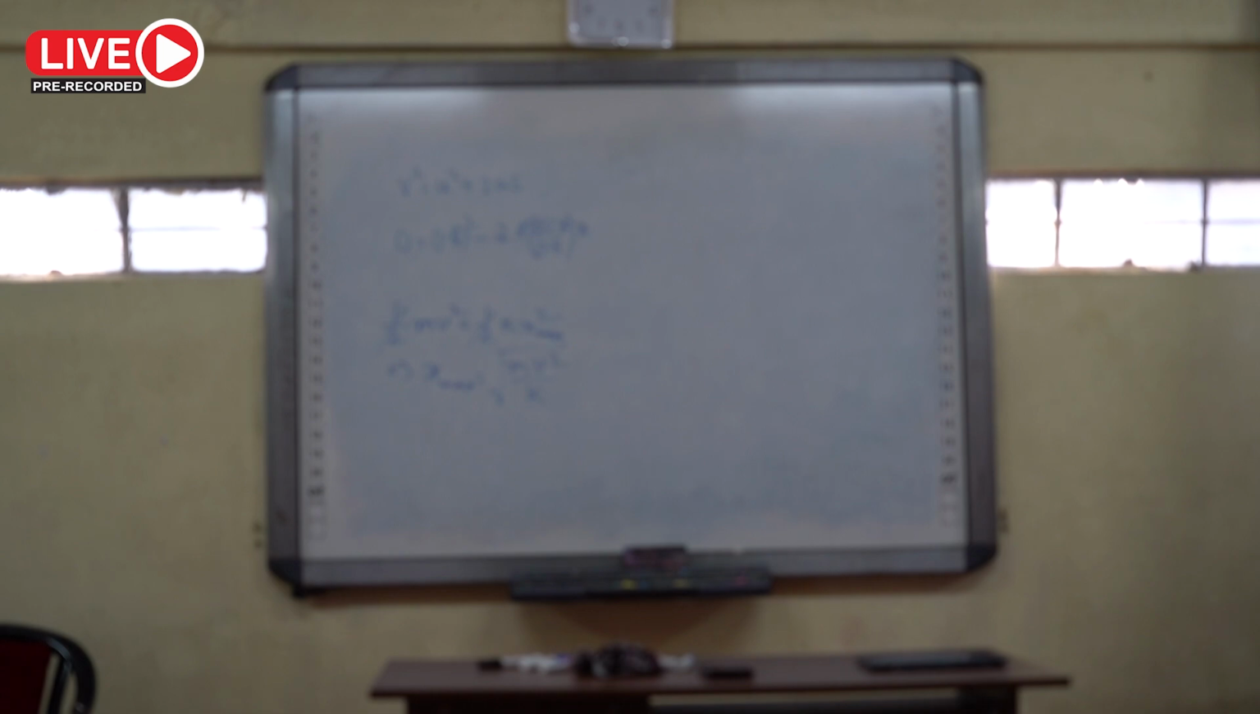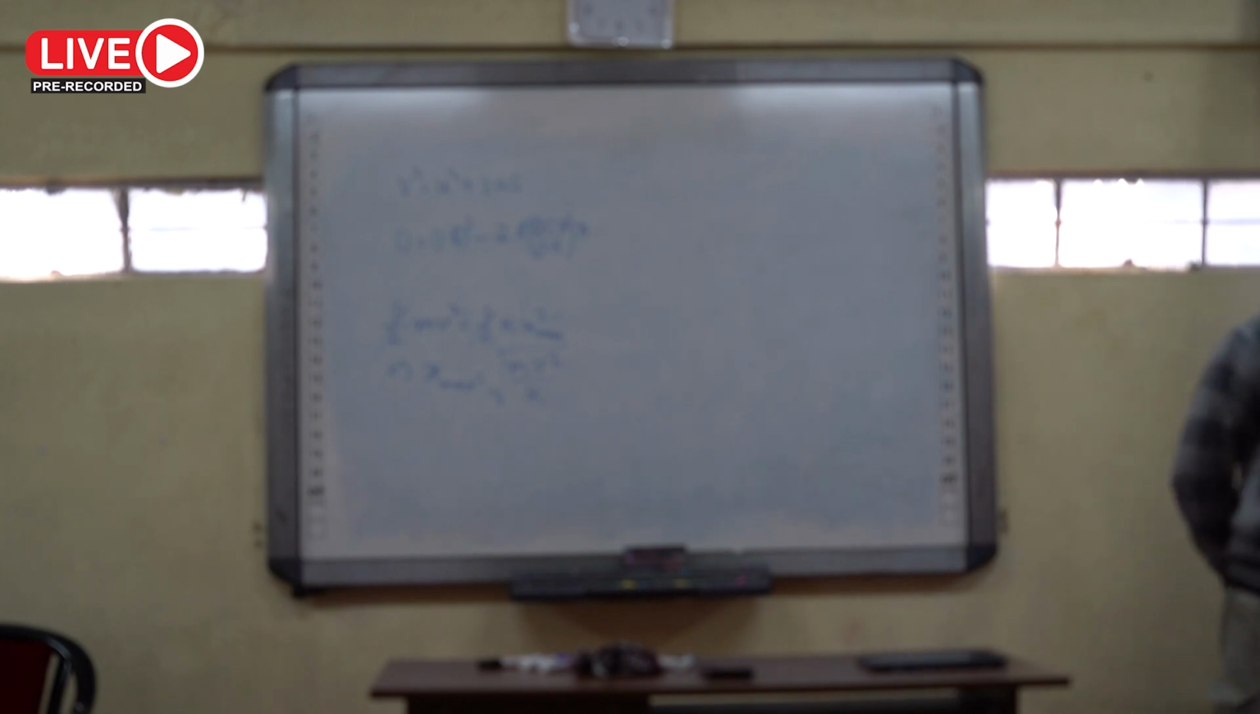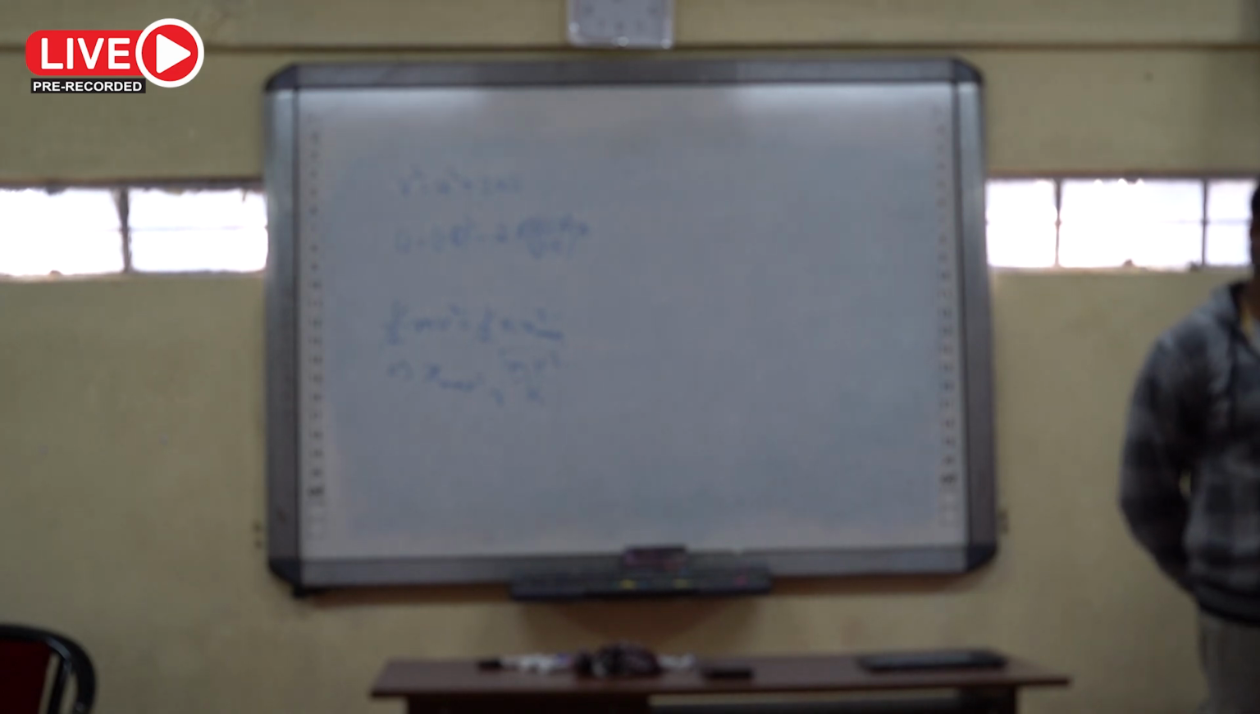So while dealing with SHM, be careful about using v square equal to u square plus 2as and all these equations, because these are only valid for constant acceleration, and in SHM acceleration is not constant. It is changing in magnitude. So it is safe to use this one.